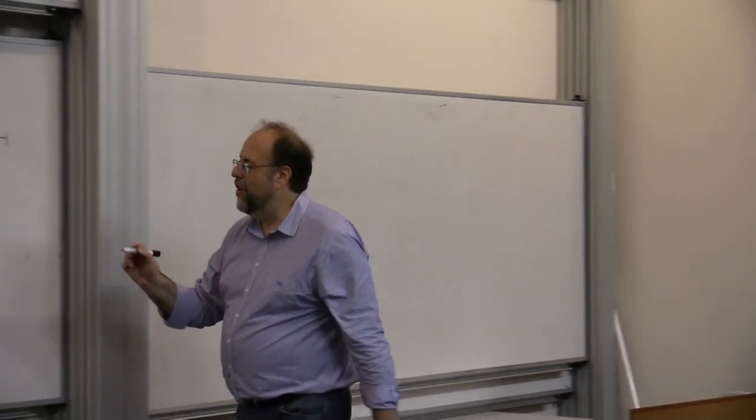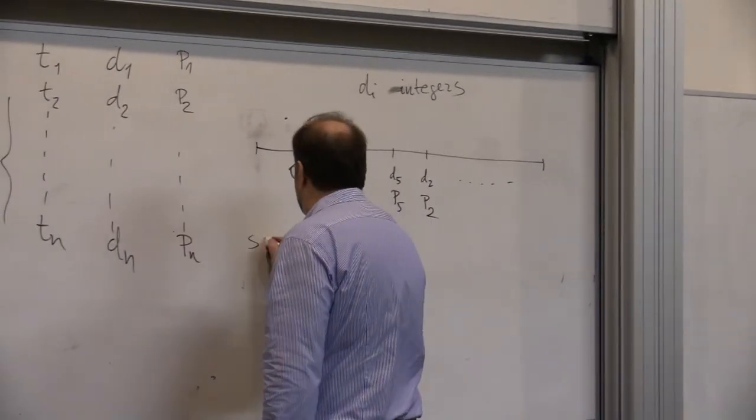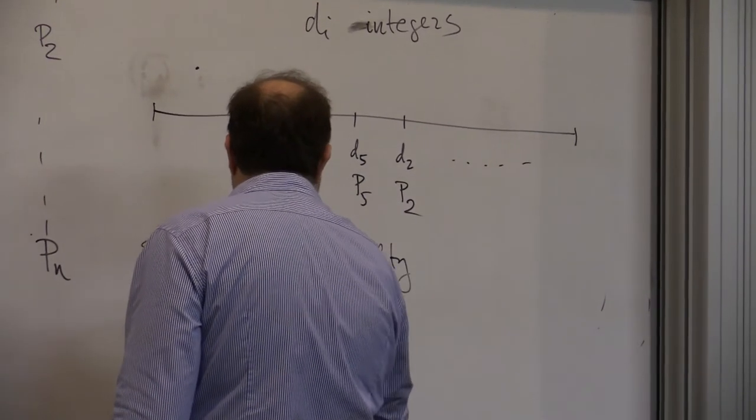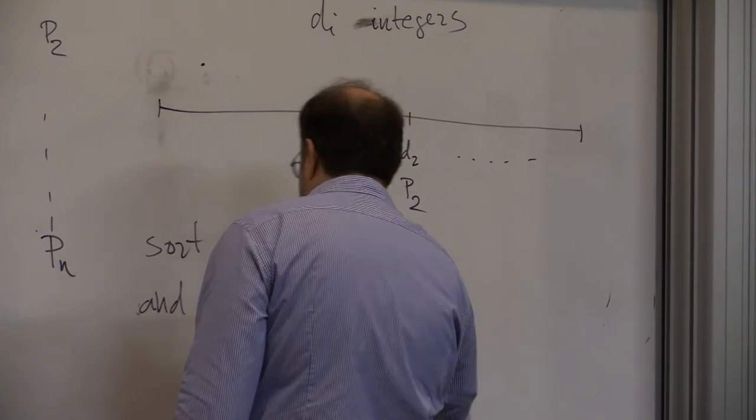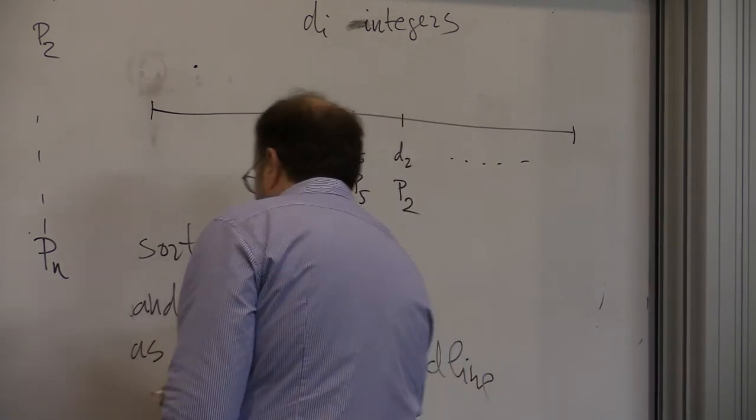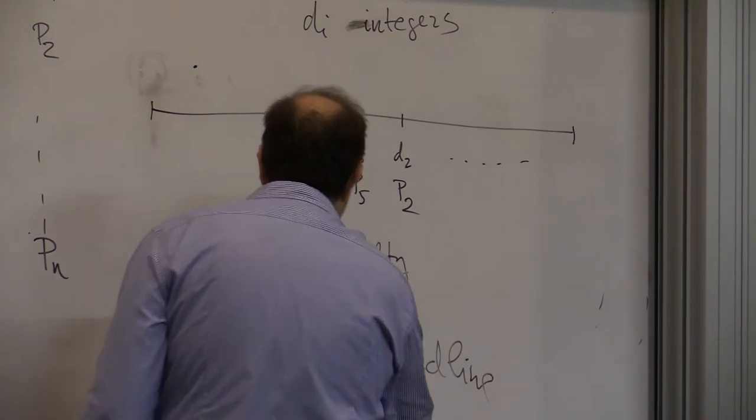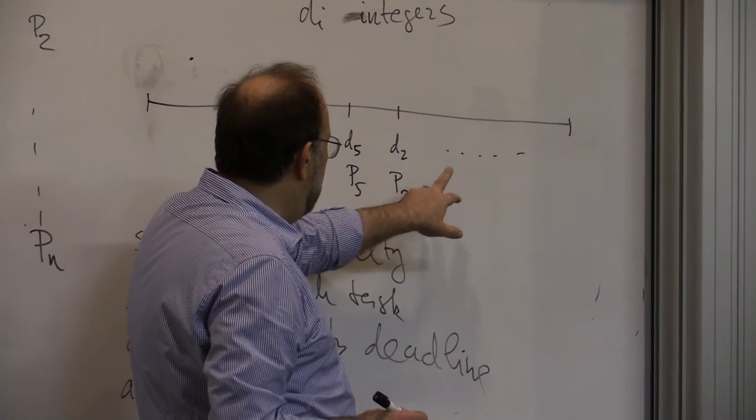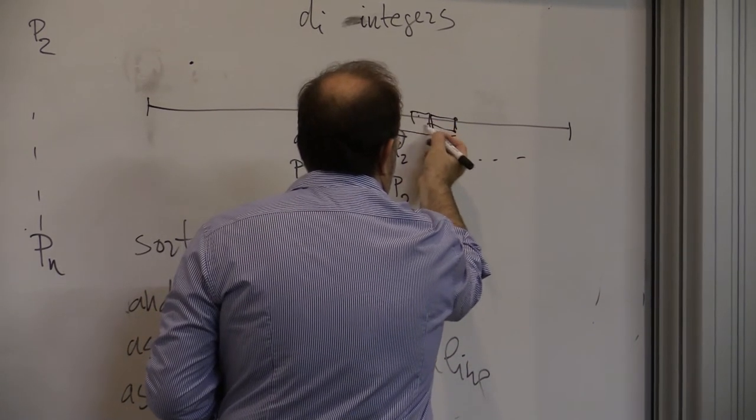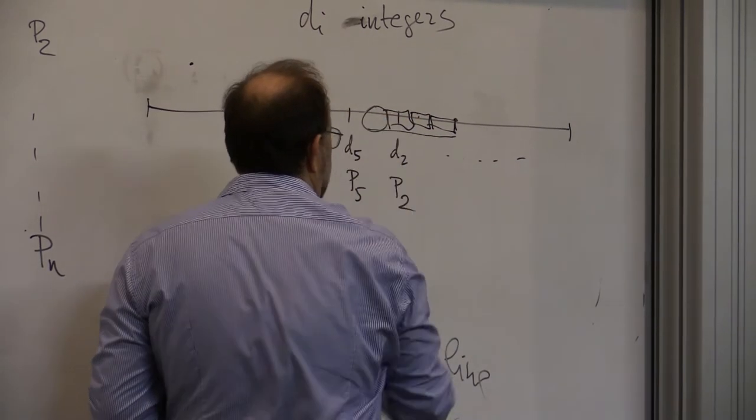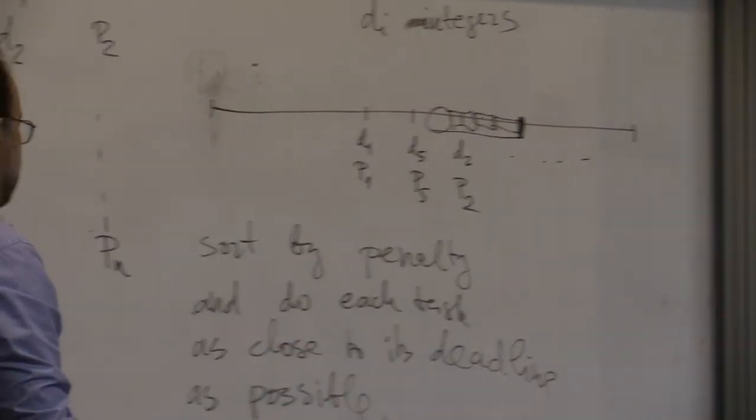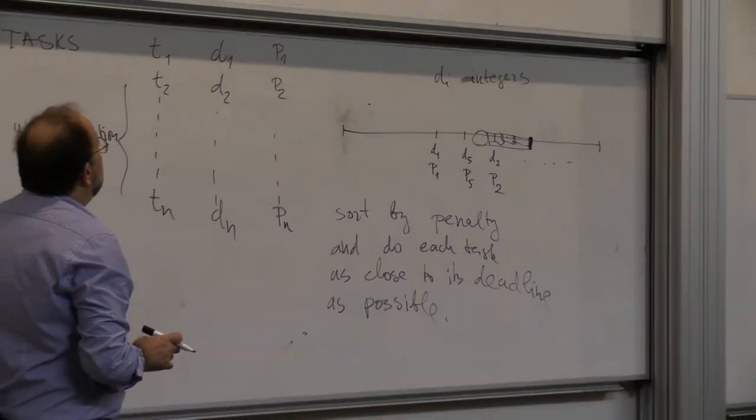Just in time, exactly. So you sort by penalty, and do each task as close to its deadline as possible. Right? Because just before its deadline, maybe you have several tasks, previous tasks, kind of with higher deadlines, right, might occupy this slot. So you find the closest open slot that is as close to the deadline as possible. And this is called just in time. And in fact, greedy is the way to do it.